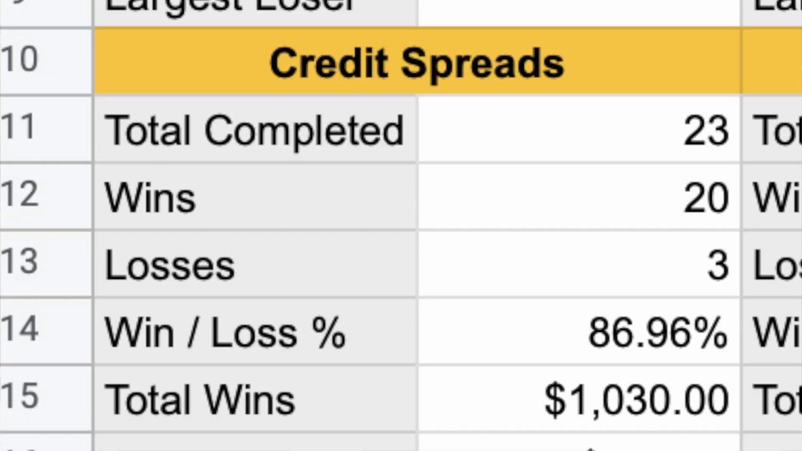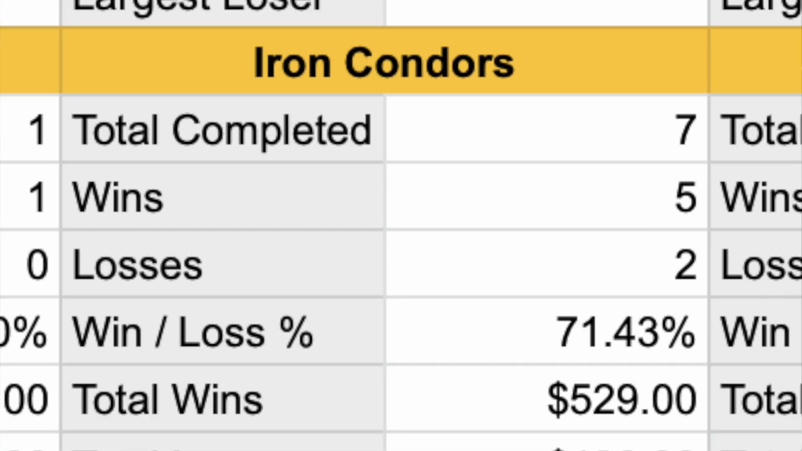So I know that I have an 87% win rate when it comes to credit spreads, but I only have a 73% win rate whenever it comes to iron condors. So if I want to be more consistently profitable, I should probably stick with credit spreads, but iron condors are still fun to play with, and usually I make a little bit more profit on them. And I know this because of the spreadsheet that I use.